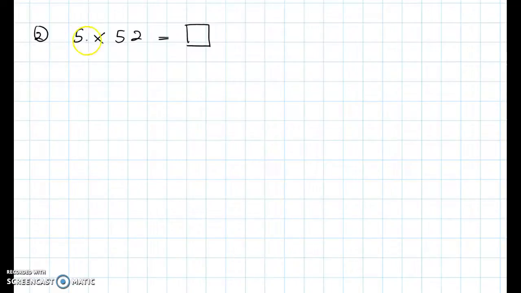Let's solve 5 times 52 equals, we don't know. So I'm going to use my doubles and halve. Okay, so which one is better to double? Which one is better to halve? Double 5 gives you 10. Or if we halve 5, that gives you 2.5. So it's better to double 5.